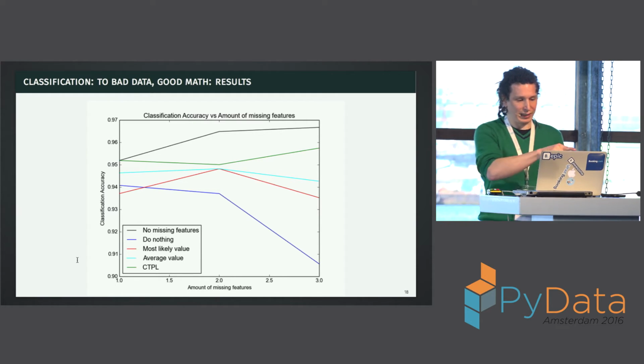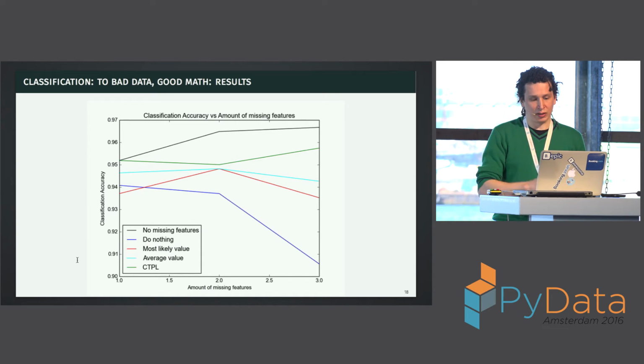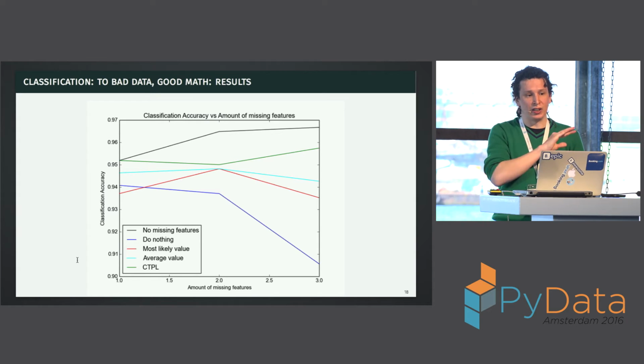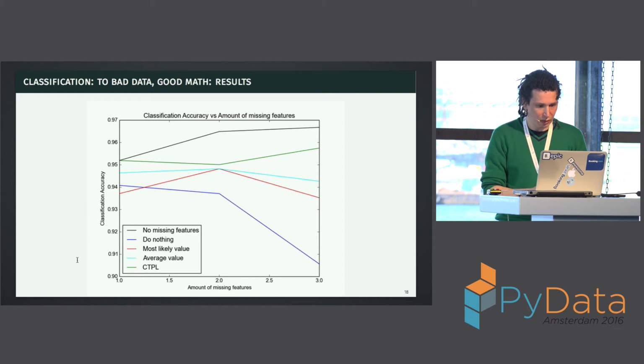The black line is the baseline. So that one is actually tested against a test set that is not contaminated at all. So that's the best you can do with that particular classifier that you already trained. The blue line, which is the worst, is when you completely ignore the problem. You just don't know that there are missing features, and that's what happens. It degrades pretty fast.